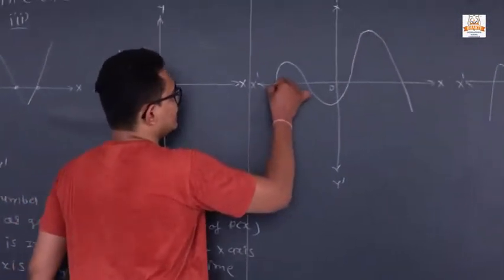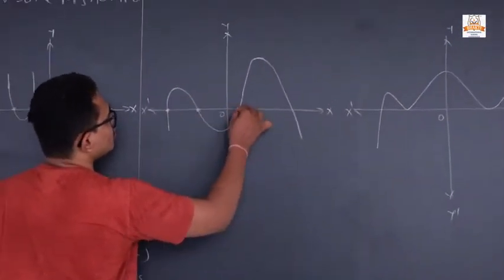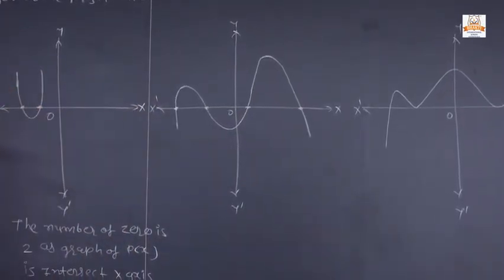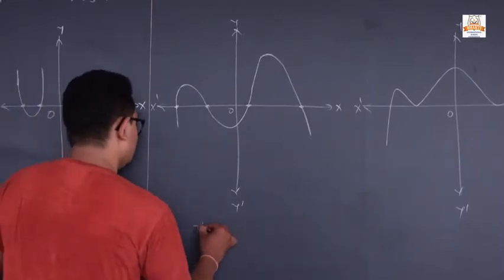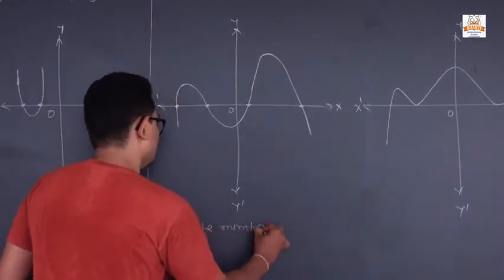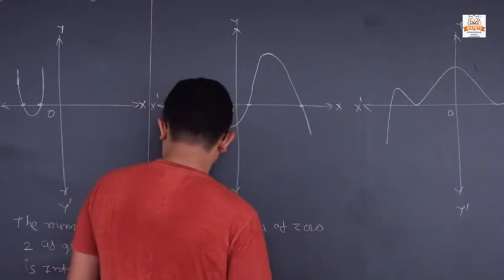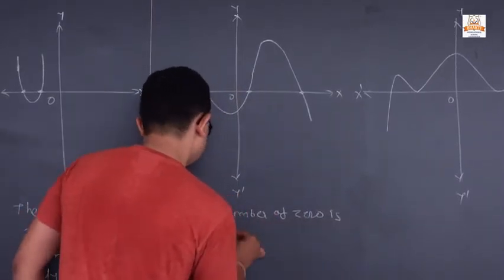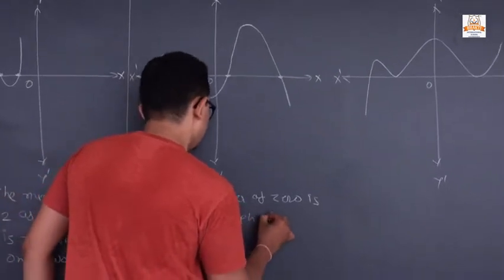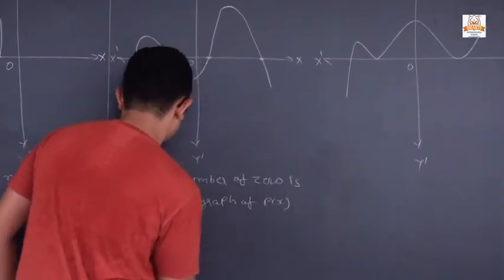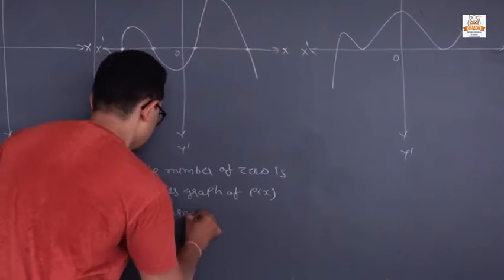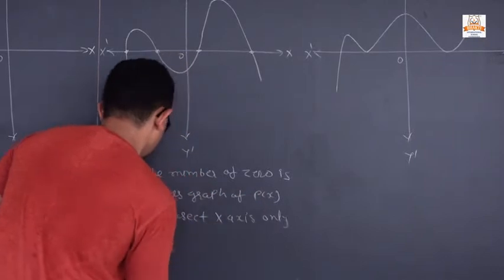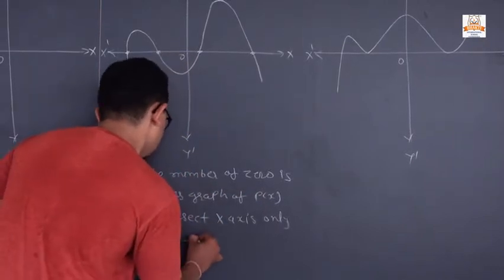So in the next question, 1, 2, 3 and 4. How many zeros does that graph have? We can write the number of zeros is 4, as the graph of p of x intersects the x-axis only 4 times.